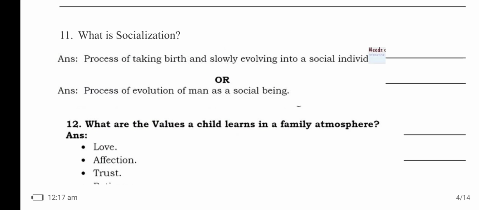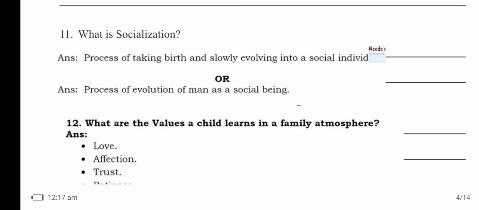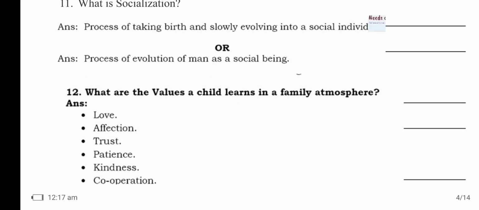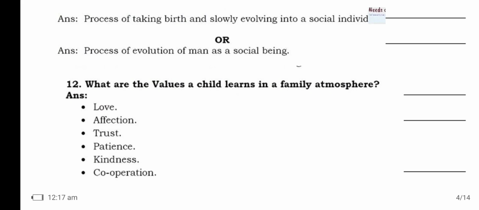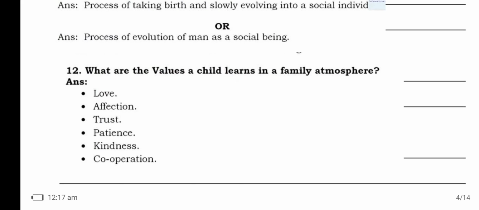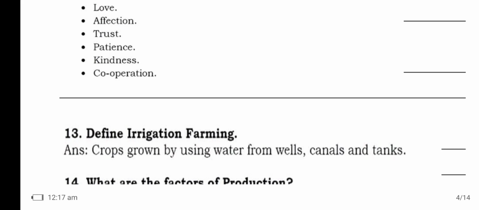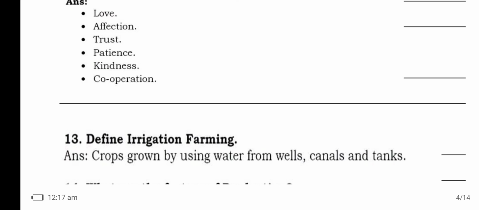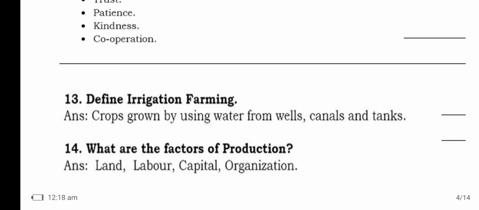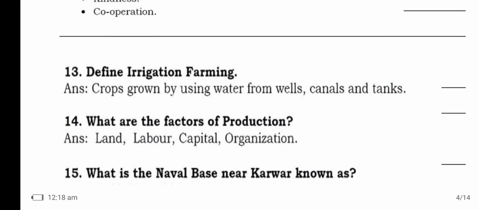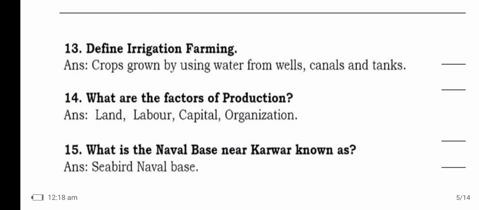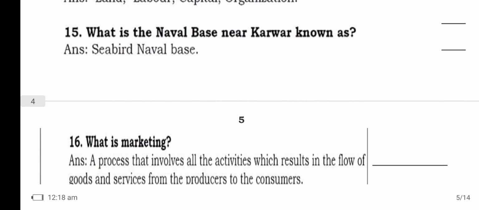What are the values a child learns in a family atmosphere? The answer is love, affection, trust, patience, kindness and cooperation. So these are the values a child learns in a family atmosphere. Define irrigation farming. Crops grown by using water from wells, canals or tanks is called irrigation farming. What are the factors of production? Land, labor, capital and organization. What is the naval base near Karwar known as? Seabird Naval Base.